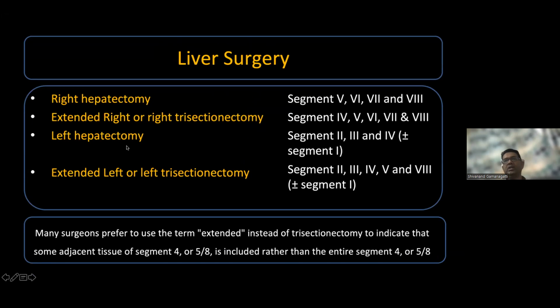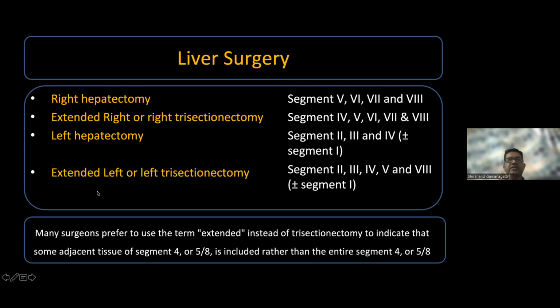Obviously, when you deal with a surgeon, you have to understand what kind of resection the patient with a focal lesion is undergoing. When we call it a right hepatectomy, it includes all the segments of the right lobe, that is 5, 6, 7, and 8. If the surgeon says we have to do an extended right hepatectomy, you are going to include segment 4 in addition to the entire right lobe. Whereas left hepatectomy means segments 2, 3, and 4.